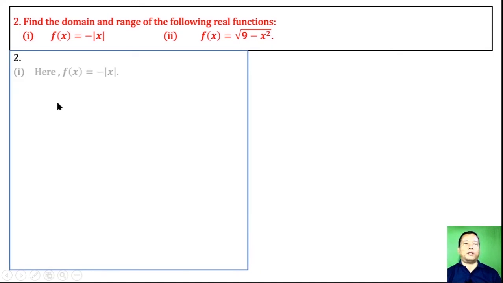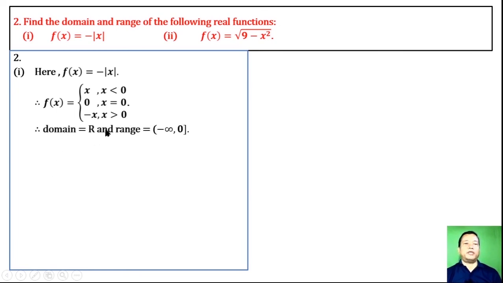For Roman number 1, f of x is minus modulus of x. By the definition of modulus x, when x is negative, that is x is less than 0, the absolute value or modulus of x is minus x. Minus of minus is plus x. When x is 0, modulus of 0 is 0, minus 0 is again 0, as 0 is neither negative nor positive. When x is positive, that is x greater than 0, the absolute value of a positive value is x itself, and so we get minus x.